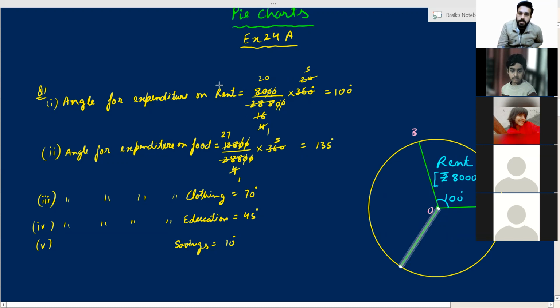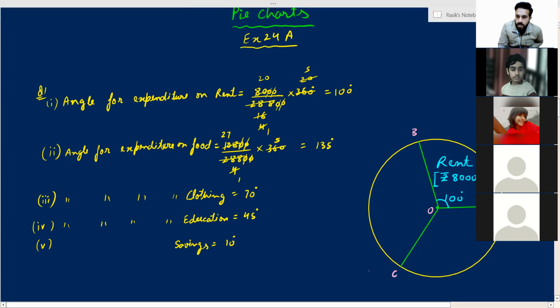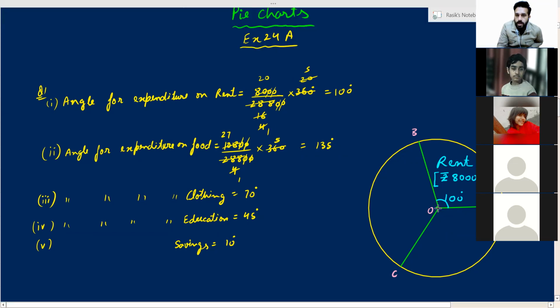Then the third angle. For the third angle you will take OC as the base. The third angle is 70 degrees. Draw a 70-degree angle. This is your 70-degree angle, suppose. And then the fourth one is 45, so you will make a 45-degree angle here.